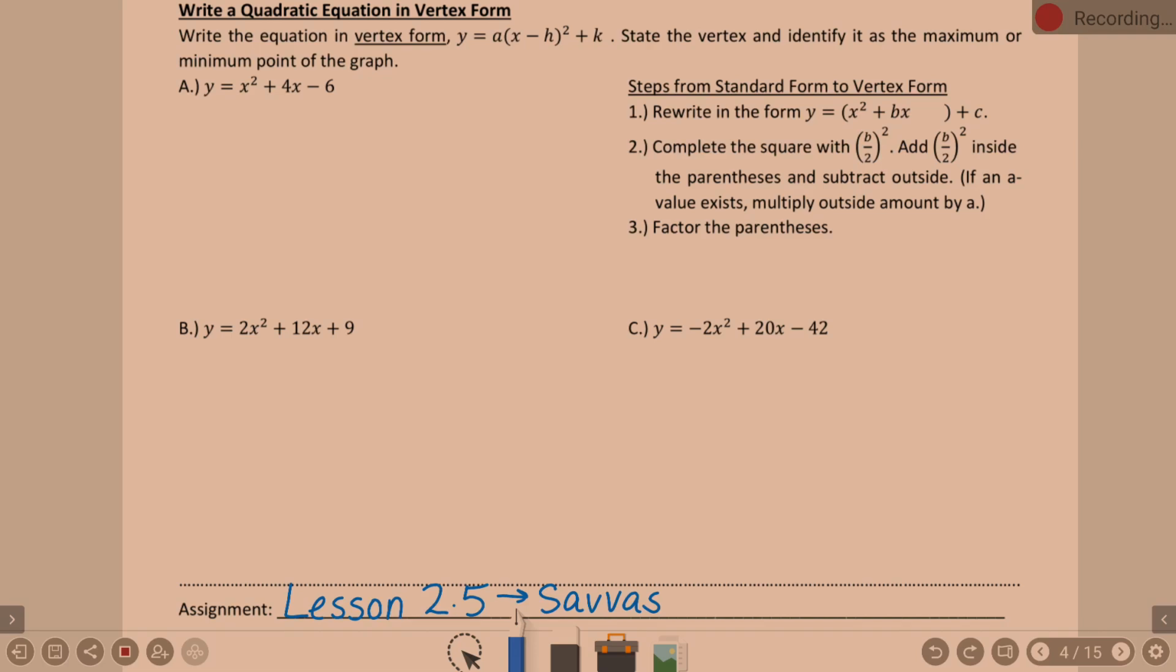Okay? So I don't know how much you guys recall about your graphing, how much you've already forgotten, but if you're going to graph y equals x squared plus 4x minus 6, you have to use that formula, x equals negative b over 2a, to find your axis of symmetry.